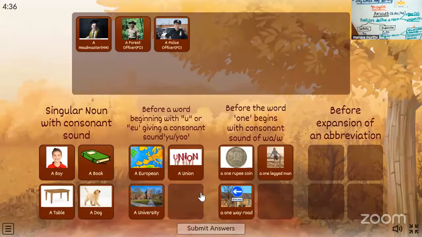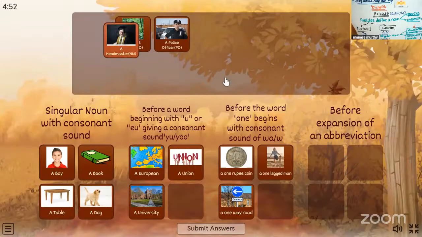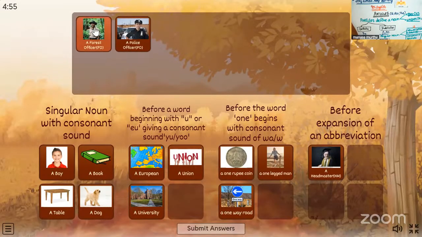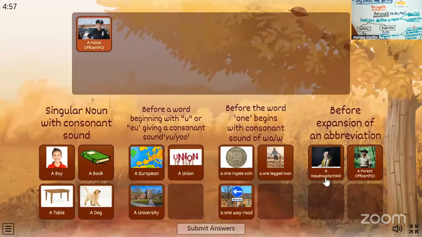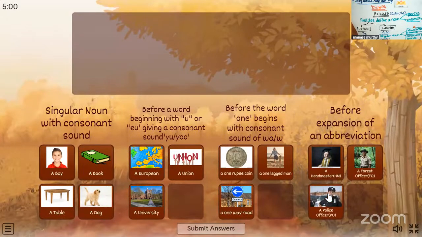Before the expansion of an abbreviation, as I already told, if you are using it as HM, FO, PO, we say an HM, an FO, an PO. But if we are expanding it, we use the article a: a headmaster, a forest officer, a police officer. So a is mainly used for a singular noun that begins with a consonant sound, for a word that begins with one having a consonant sound of V, then before the expansion of an abbreviation.